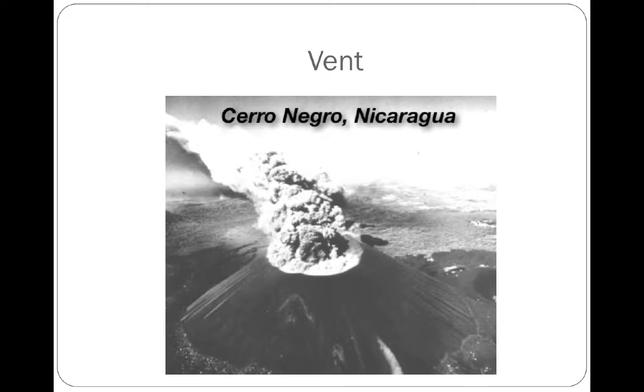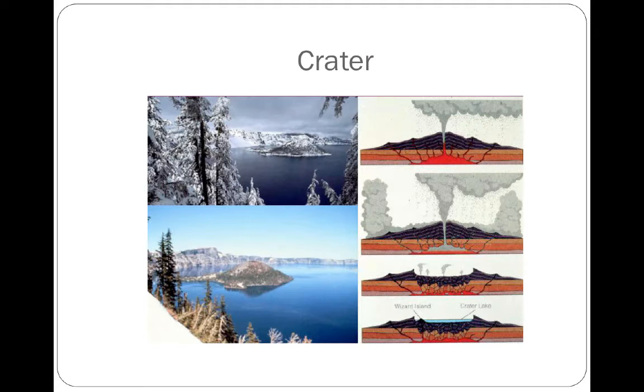We have vent volcanoes, and they can come in many shapes and sizes, but basically it's a huge opening or depression from which all of that volcanic material passes.